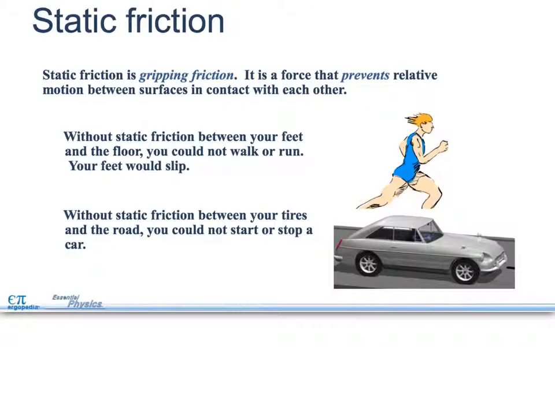Static friction is gripping friction. It is the force that prevents relative motion between the two surfaces. Whenever you pull on something and it doesn't move, that means you haven't overcome the static friction force on that object yet. Without static friction between your feet and the floor, you could not walk or run. You would just slide and slip because you have no traction. Without static friction between your tires and the road, you could not start or stop because you would just keep going. You need that friction.